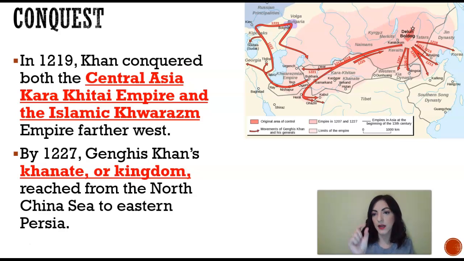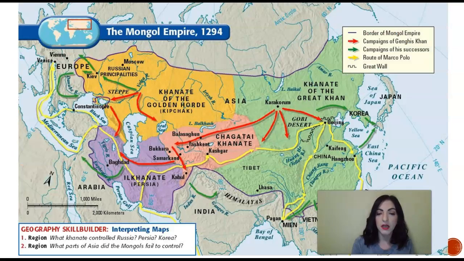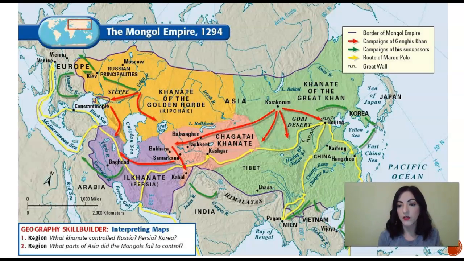So he started out where you kind of see the star a little bit more to the left. It's a city known as Karakorum, which will eventually become the Mongol capital. And he establishes what he calls a khanate, which is another way of saying a kingdom. Eventually his kingdom, which I'll show you on the next slide, is going to reach all the way from the North China Sea to eastern Persia. So everything that you see on this map right here, these are different territories of his different khanates.